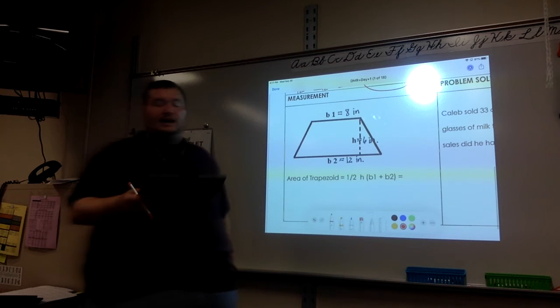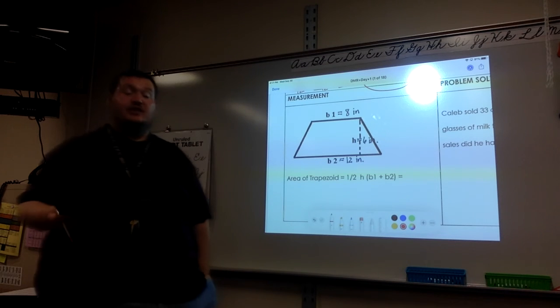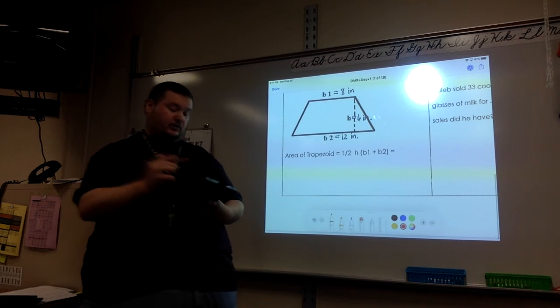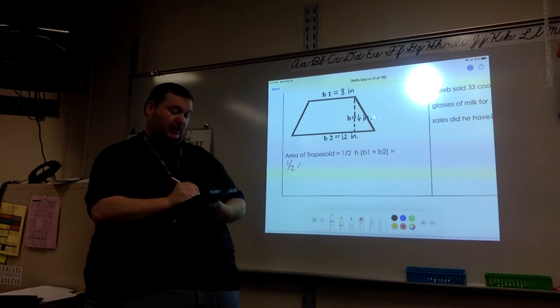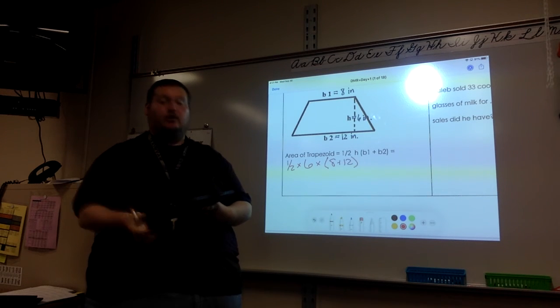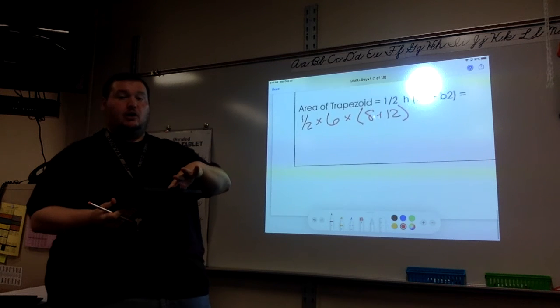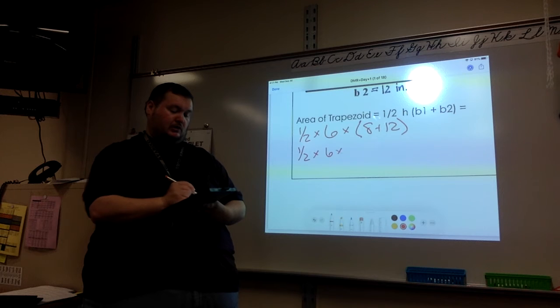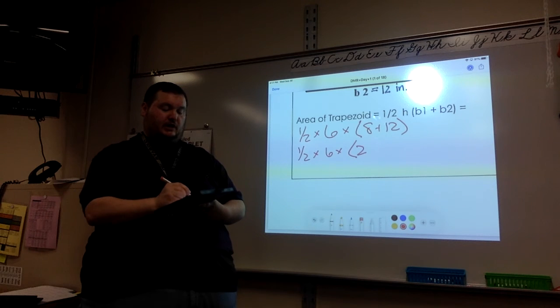All right, we're doing 1/2 times the height times the sum of the bases. So plug in your numbers. So it'd be 1/2 times our height is 6 times base 1 is 8, base 2 is 12. Now, next step. Always do what's in your parentheses first. So I'm going to just leave this stuff alone. 8 plus 12 is 20.